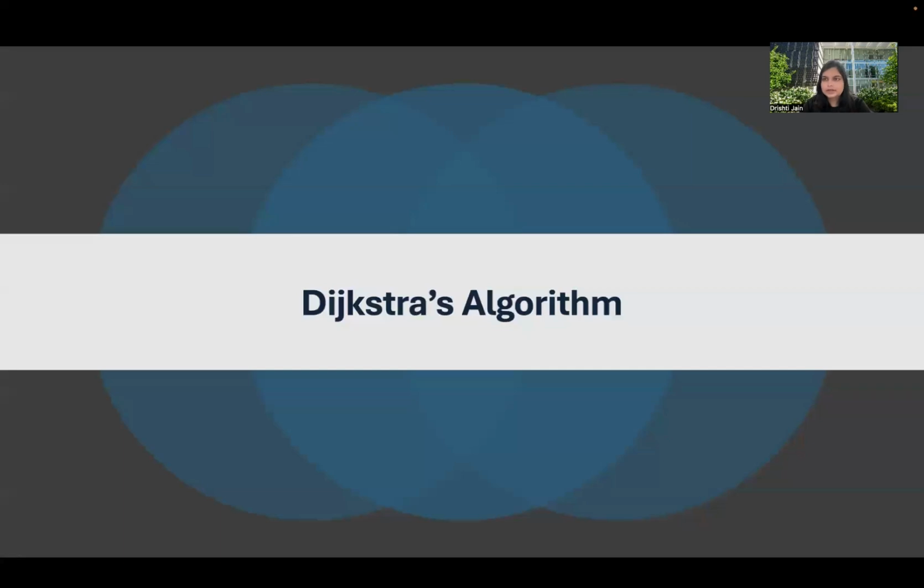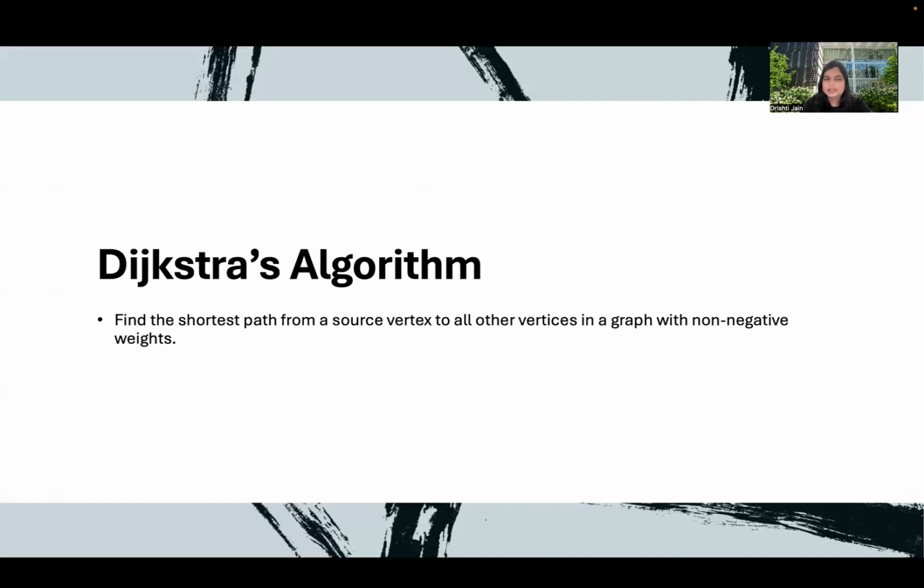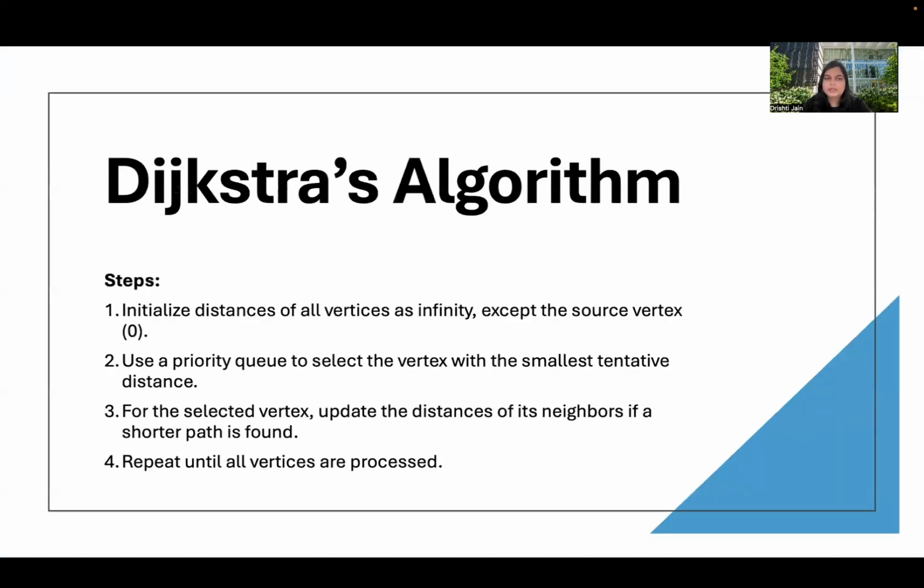Let's talk about the first algorithm in order to achieve this. It is Dijkstra's algorithm. In this, you want to find the shortest path from a source vertex to all other vertices in a graph, and the weights of the edges are non-negative. The first step is to initialize the distance of all vertices as infinity, except the source vertex. Mark it as 0. Use a priority queue to select the vertex with the smallest tentative distance. For the selected vertex, update the distances of its neighbors if a shorter path is found, and you repeat this until all vertices are processed.